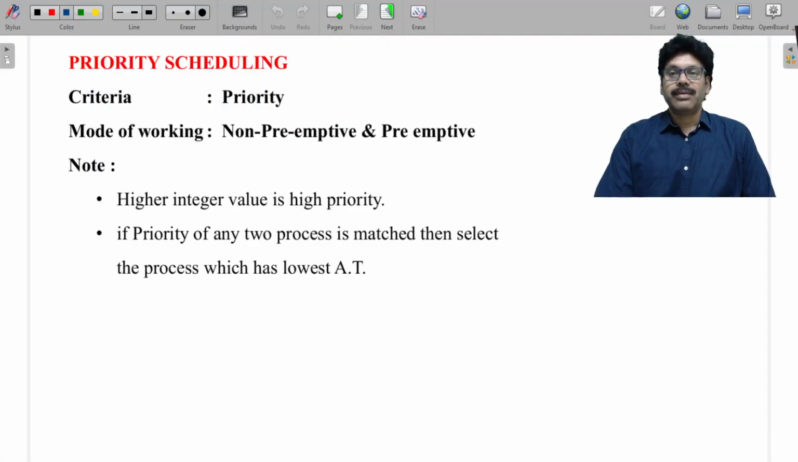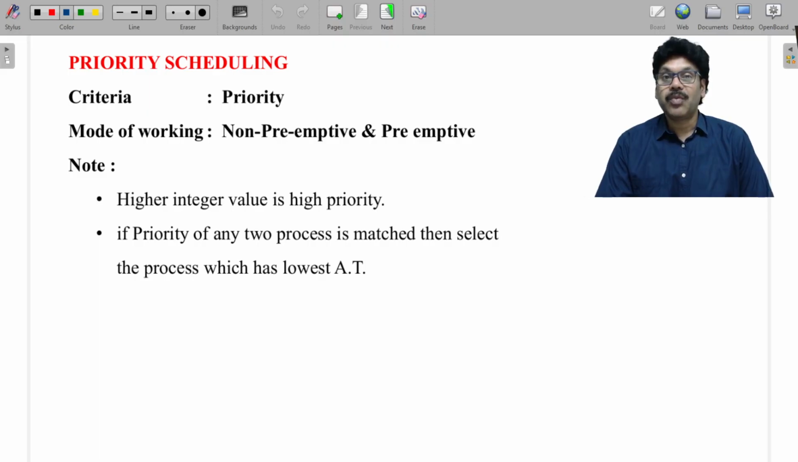In this session, we'll be discussing another flavor of CPU scheduling, which is priority scheduling. So what is a priority? Priority may create interruptions. Highest priority jobs get executed before the lowest priority jobs.